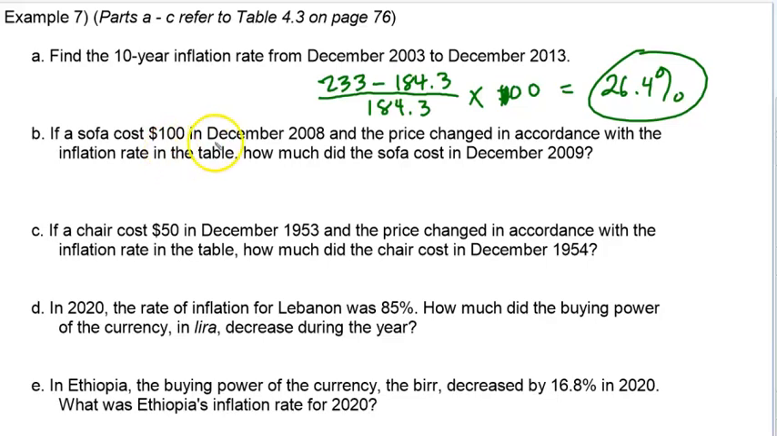Okay, if a sofa cost $100 in 2008 and the price changed in accordance with the inflation rate provided in the table, how much did the sofa cost in 2009? So in the table, it changed by 2.7%. So you would say 100, this is exponential growth, multiplied times 1.027. And the dollar amount then would be $102.70.